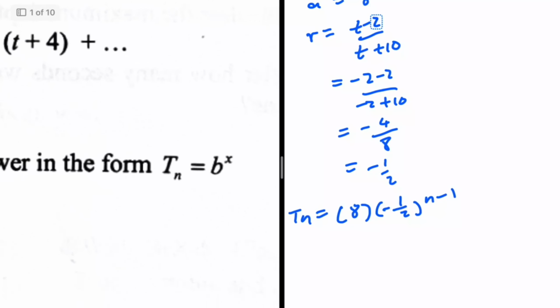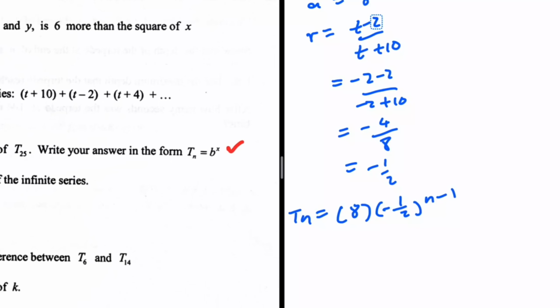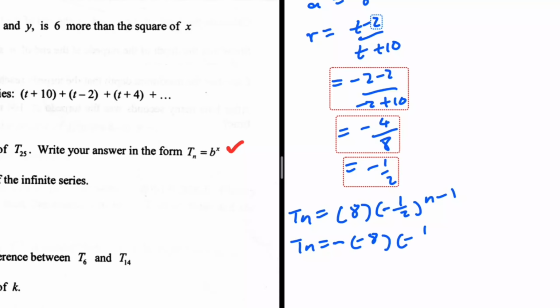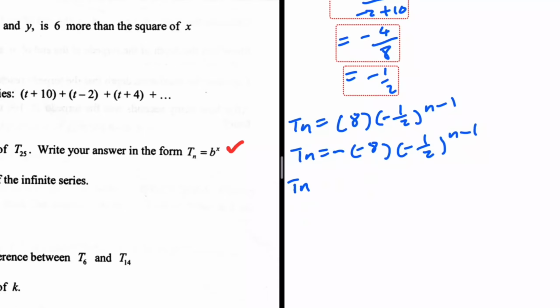So if you take a look at the form which we're interested in, we have one base, which is b, but we have 8 and minus 1 over 2. So we need to write 8 as minus 1 over 2 to some power. Right. So where do we start? Let's take a look. So tn is equal to, so we can say minus, and then we put minus 8 here, and then minus 1 over 2 to the n minus 1. This is still completely fine because minus multiplied by minus 8 is just 8, right? So we're still on the right track. We haven't done anything wrong.